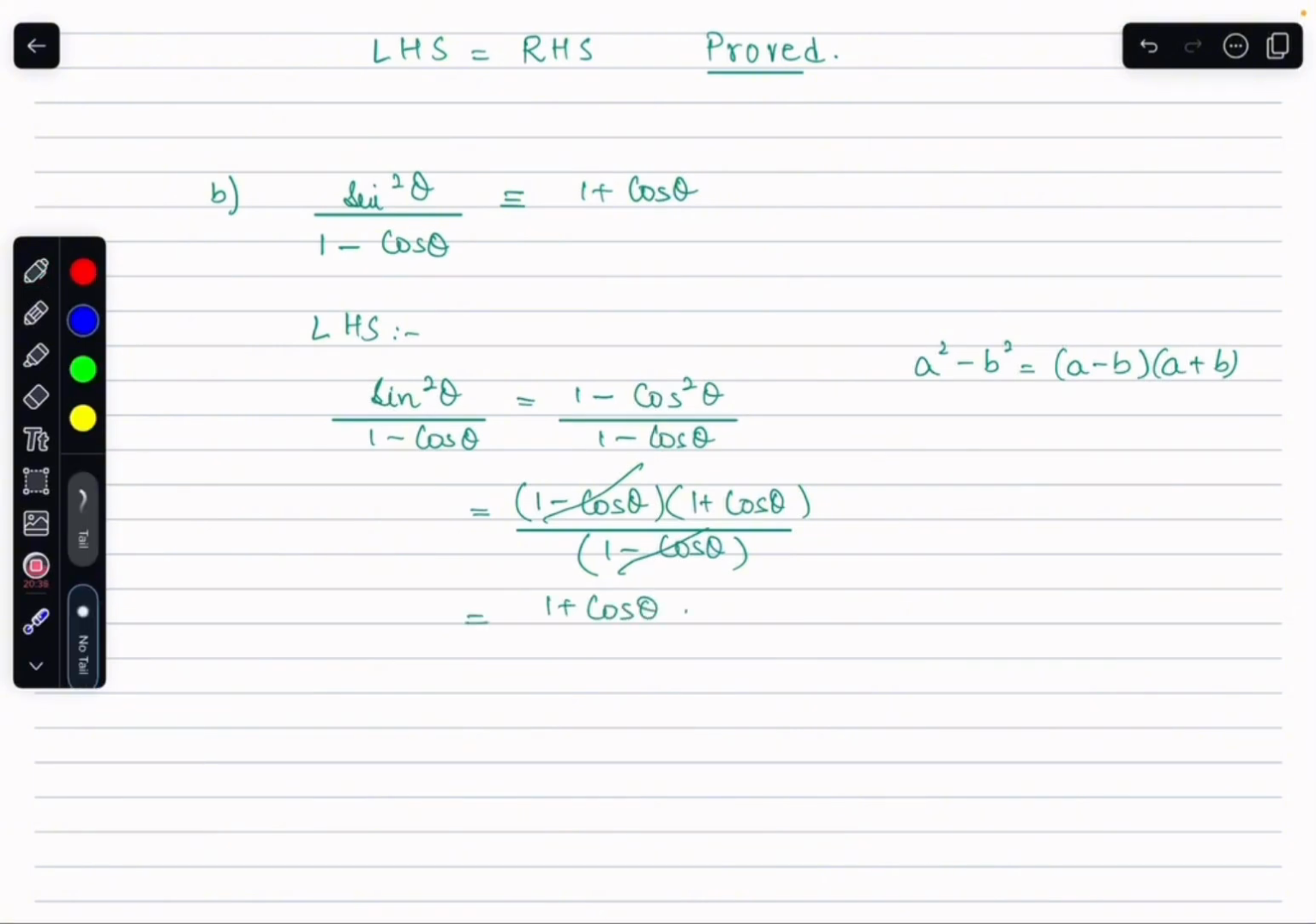And what I can see on my right side, it was given as 1 plus cos theta, meaning if I solve the left hand side, my result is the same as the right hand side. Therefore, finally, I can say the left hand side is equal to the right hand side, and this is proved here.